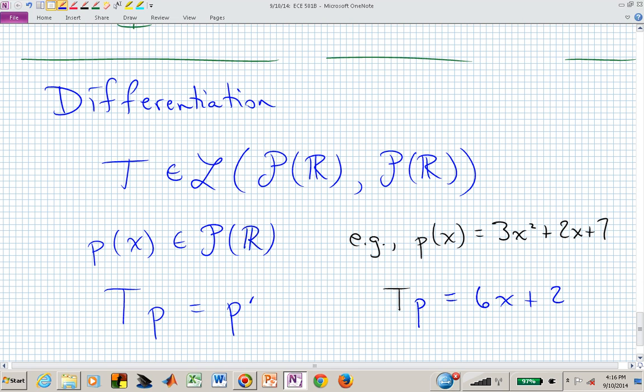We still remember our first semester calculus, right? 6x plus 2. That would be TP for the differentiation operator. That's what we're meaning. Yes? So this, I maybe stopped you too soon. You said your question was, this looks like the identity map. And is that your question?